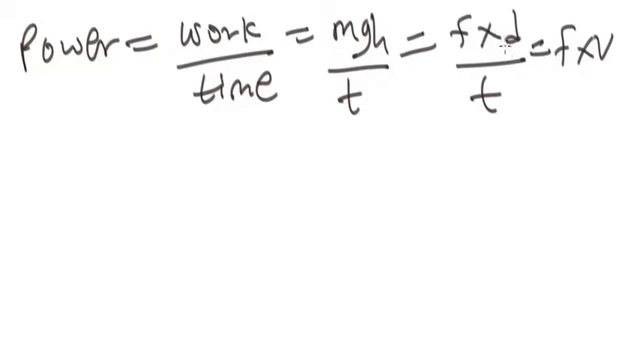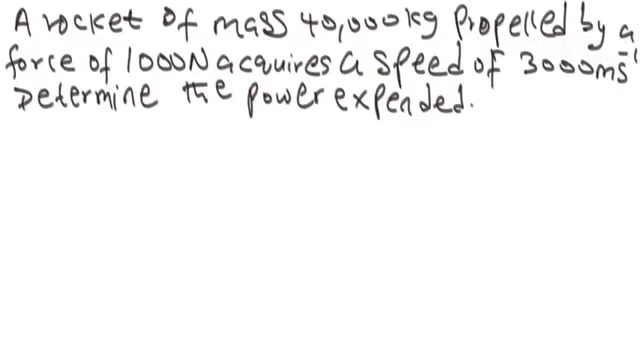Because work is force times distance, that's why I have force times distance here over time. Work can also be calculated using mgh, that's why I have mgh here. And for force times velocity, remember distance over time, or displacement over time, will give you velocity. So that's why I have velocity here. Alright, so power is measured in watts. Let's look at some examples and solve together.